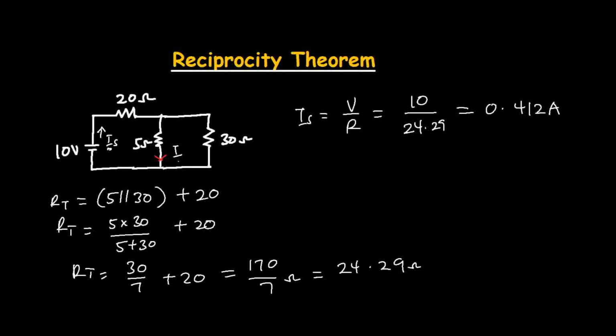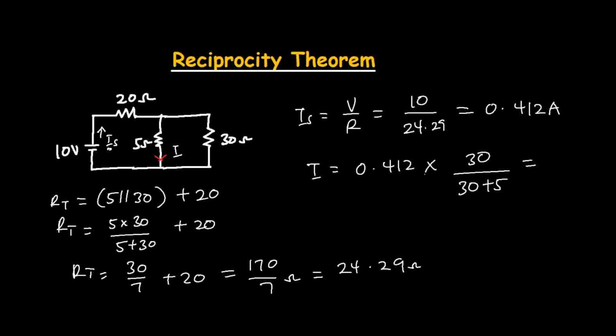Okay. Now I want to find the current I, which is flowing through the middle branch. How are you going to do this? To calculate current I, you are going to apply the current division rule. So you have I equal to the total current, which is 0.412 amperes, multiplied by this resistor here, so times 30, divided by the sum of this resistor and this resistor, the 30 and the 5 ohms. So that will be divided by 30 plus 5. So let's see what you get for current I.